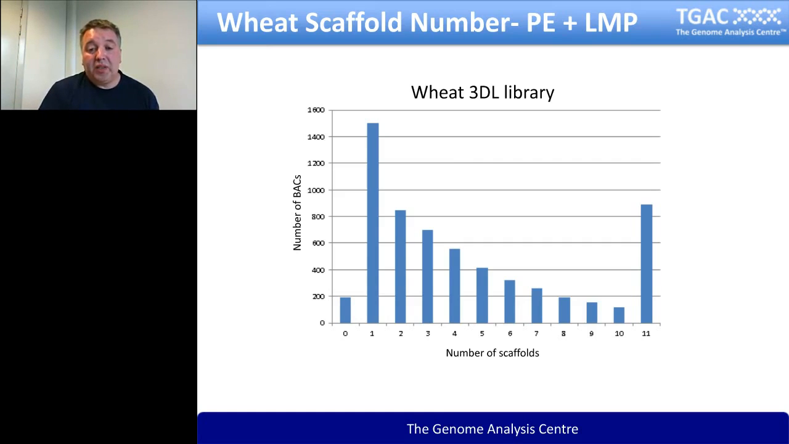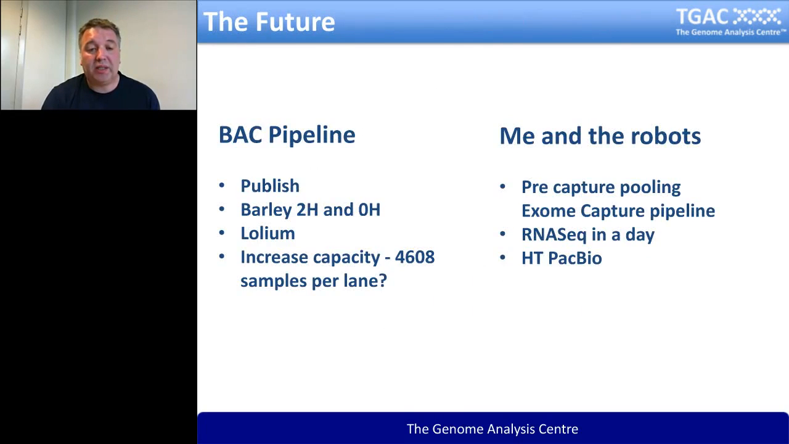And now it's with the bioinformaticians, who just have to stitch all this data together and try to make a full 3DL sequence. And that's pretty much my story. So the future for the BAC pipeline is that Darren's going to publish this work, and he's continuing to tweak it. He's working on other problem chromosomes, Barley 2H and 0H, which is the unclassified chromosomes, and Lolium, which is another grass, and he's looking to increase the capacity to 4,608 samples per lane. He's also looking at running the long-mate pair pools down the same lane. So, yeah, I think that's pretty amazing.